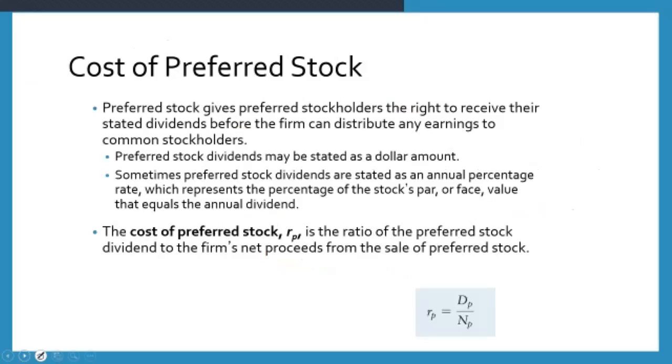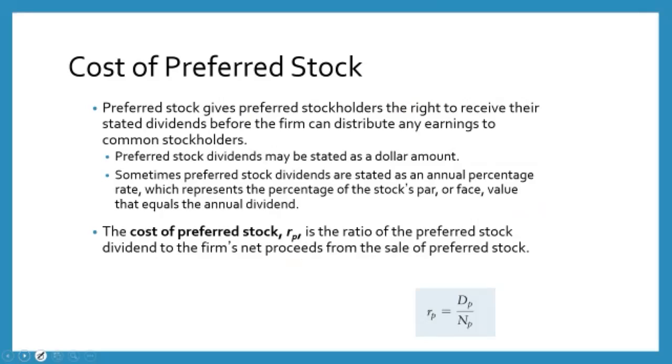Let's look at the cost of preferred stock now. Preferred stock gives the preferred stockholder the right to receive their stated dividends before the firm can distribute any earnings to common stockholders. And we did preferred stock in the last session. Preferred stock dividends may be stated as a dollar amount. Sometimes preferred stock dividends are stated as an annual percentage rate, which represents the percentage of the stock's par or face value that equals the annual dividend.